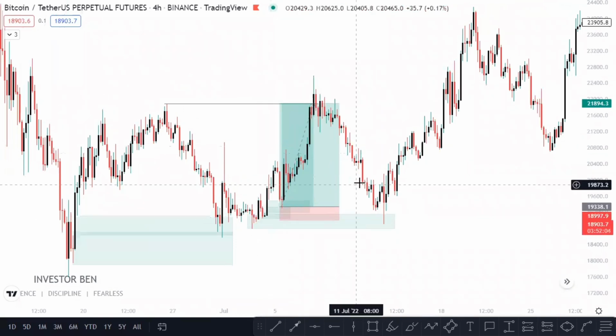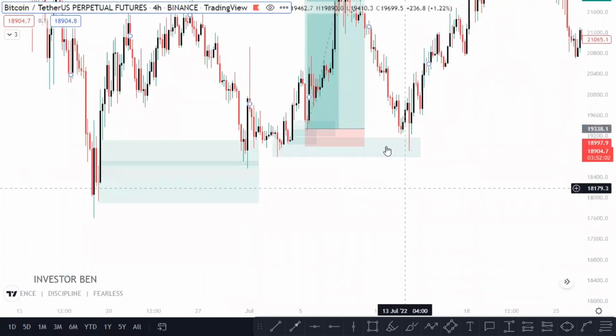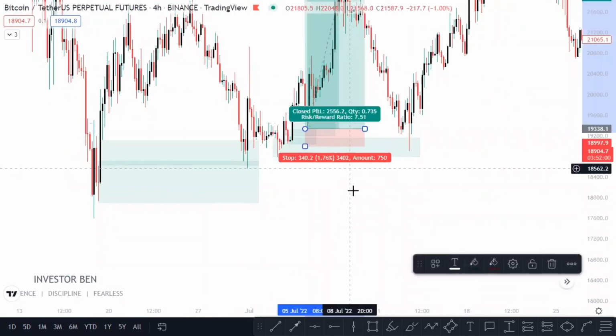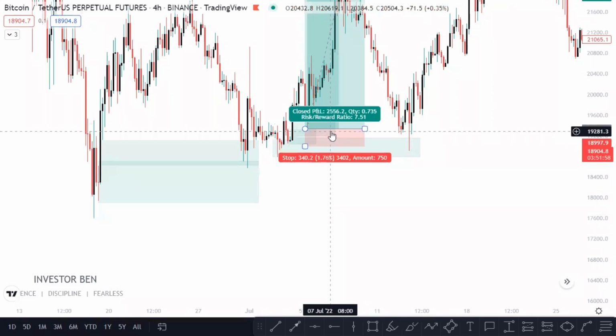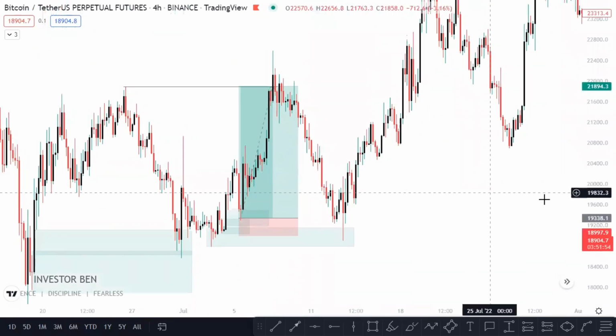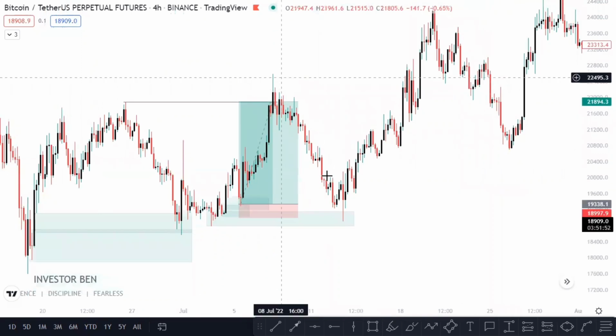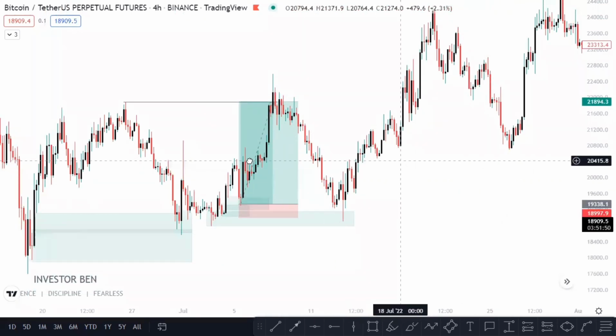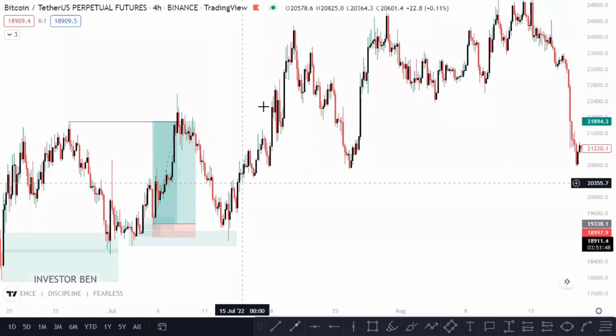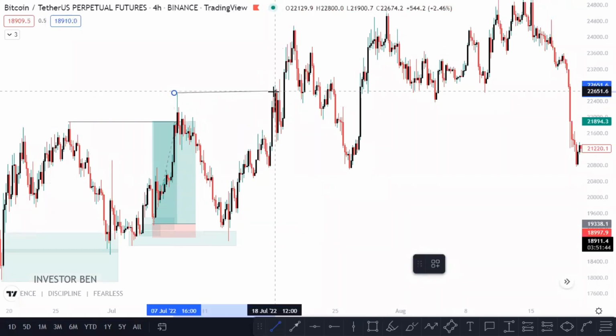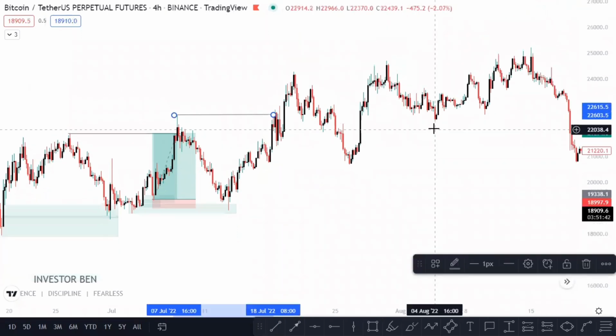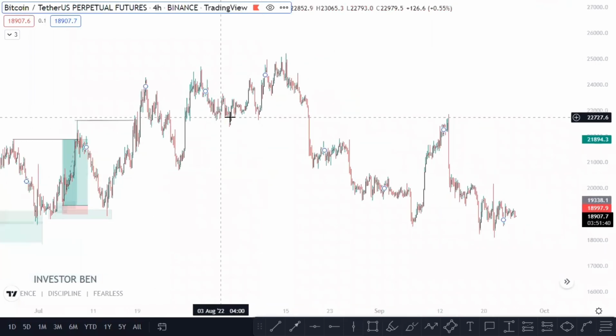We had this fair value gap mitigation at this point, and price started into the FVG and the order block before going to the upside. Okay, now we broke structure, we broke this high, price came back and mitigated this point in price before buying to the upside. So let's keep showing you minor examples.